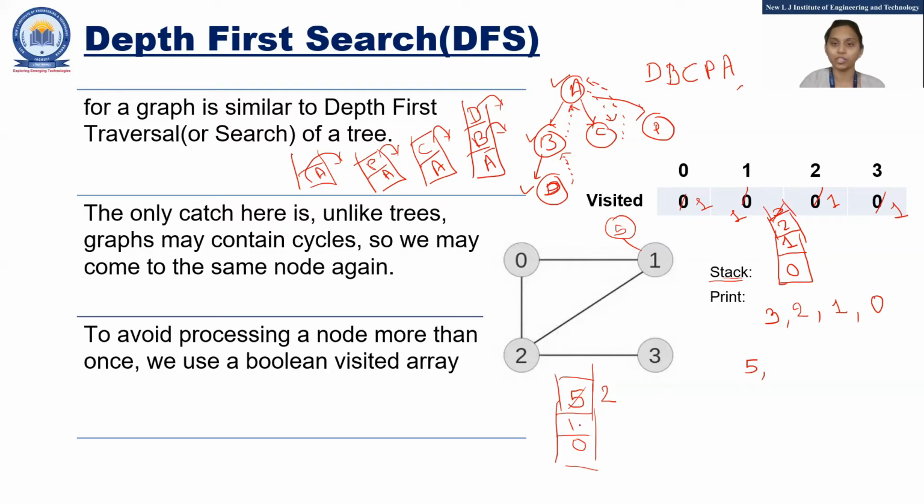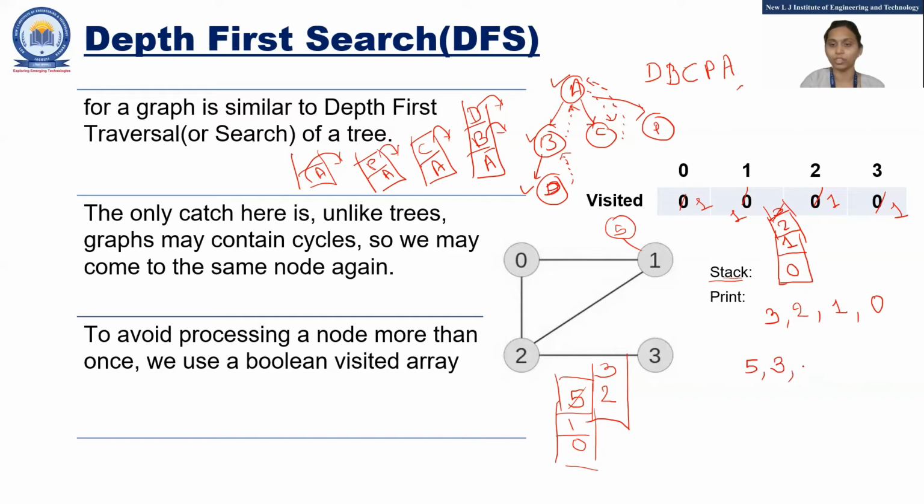Does 1 have any connection? Yes. 1 has a connection with 2. And now does 2 have any connection that is not visited till now? Yes, 3. 3 is not visited. So 3 would be added. Now 3 is the dead end. So 3 needs to be popped out.